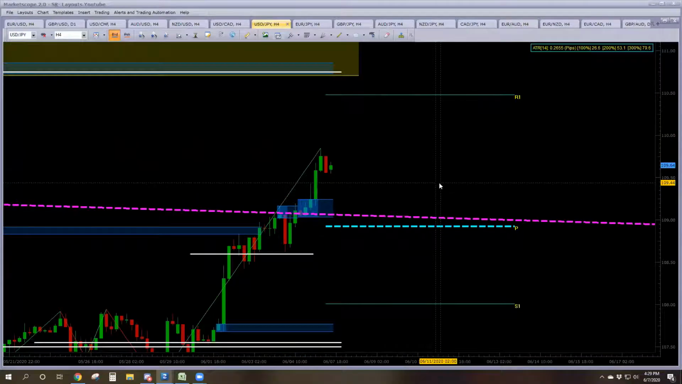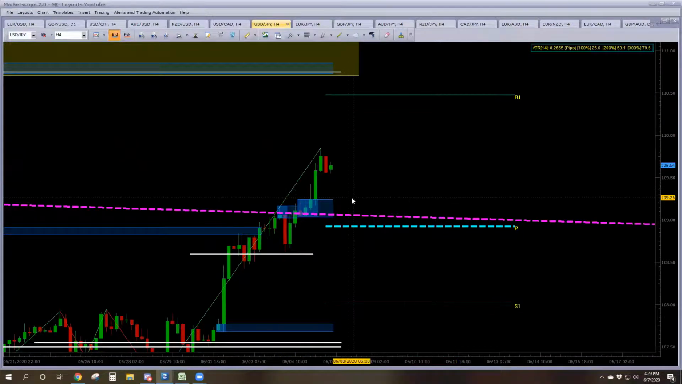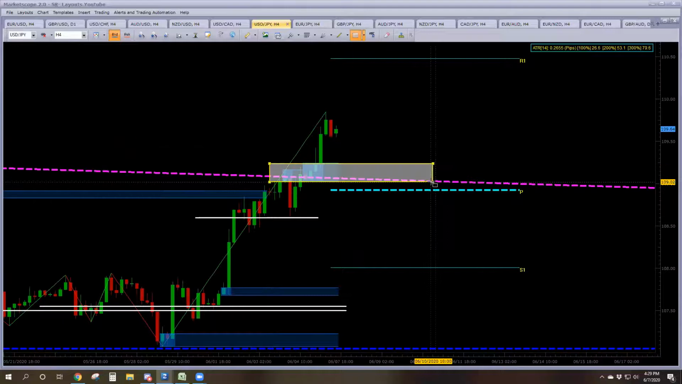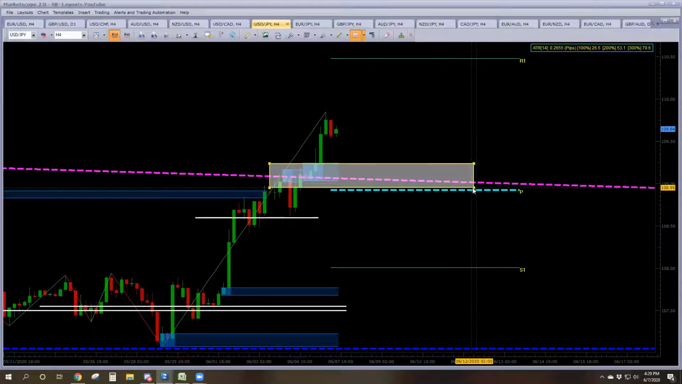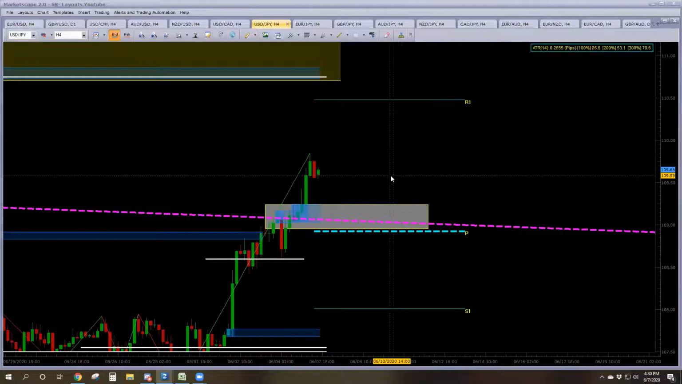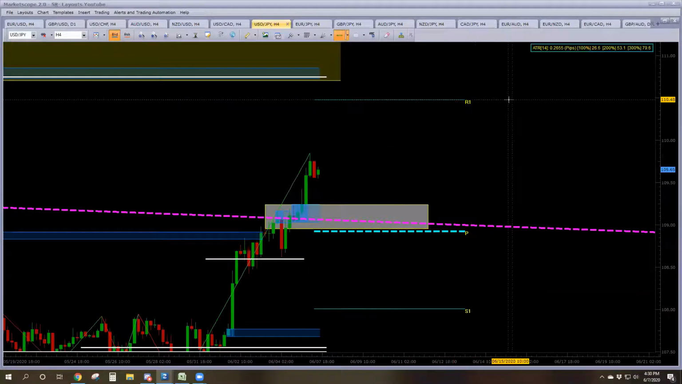The entry on this one, I'm looking at the 109.25 area, which is right at this 4-hour demand area. So I'm going to jot it down here, 109.25. Stop loss is going to be 108.95. So I'm pretty much taking the entire zone, level on level that we see there. And the first target that I'm really shooting for is the 110.50 area.